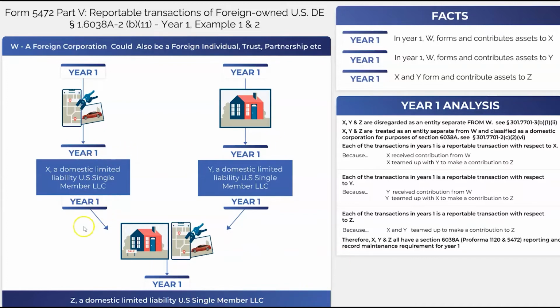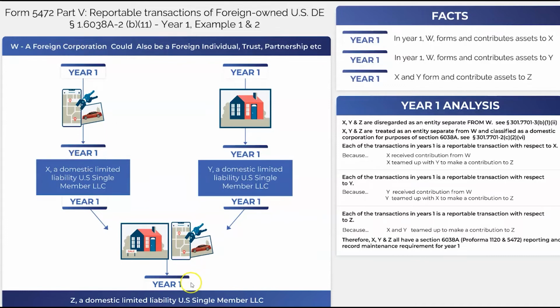One would say that, okay, we get it. I understand that X is a single member LLC. I understand why Y is a single member LLC, but why is Z a single member LLC when it is clear that you have two entities coming together to form Z, which is a US LLC? Shouldn't it be a multiple member LLC or a partnership?